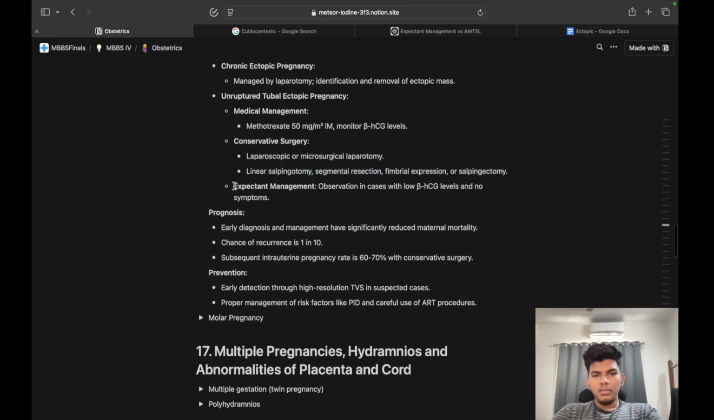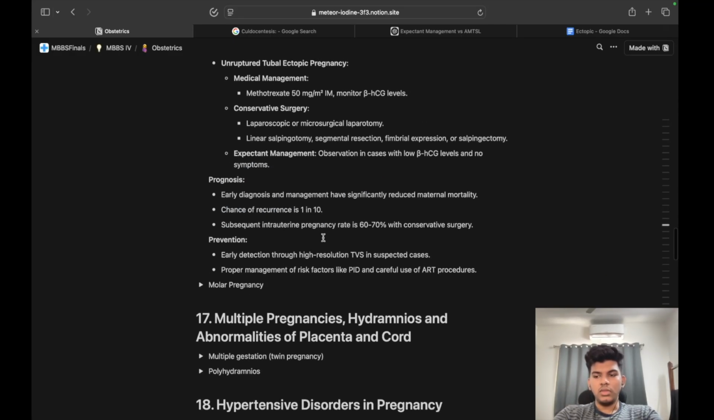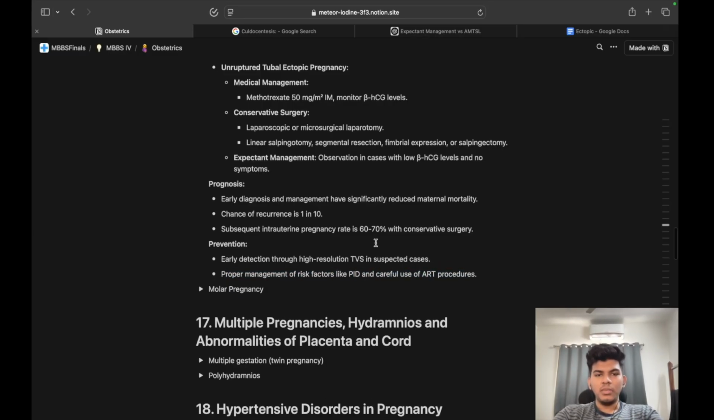Then expectant management: observation in cases with low beta HCG levels and no symptoms. Coming to prognosis, early diagnosis and management have significantly reduced mortality, and the chance of recurrence is 1 in 10. Subsequent intrauterine pregnancies are 60 to 70% with conservative surgery. Next, coming to prevention: early detection through high resolution TVS in suspected cases, proper management of risk factors like PID, and careful use of ART procedures.